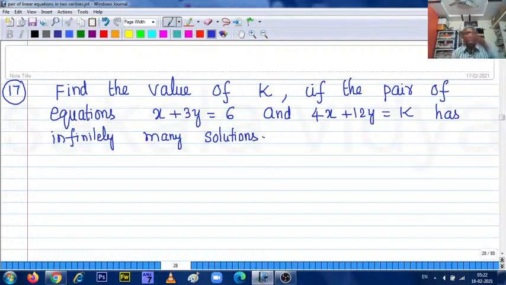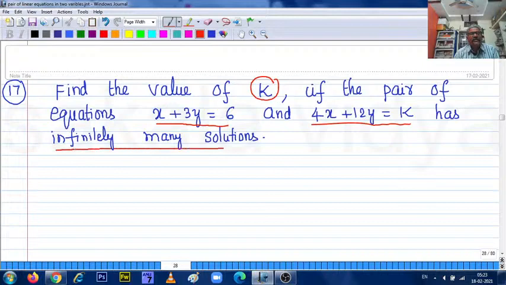You need to do your textbook problems also, the same model, complete it. After watching this episode, you are able to solve any problem from any textbook, any model also. All the problems I have been discussing, you are going to learn all the models also. Try to practice from your respective textbooks. Find the value of k if the pair of equations x plus 3y is equal to 6, 4x plus 12y is equal to k has infinitely many solutions.